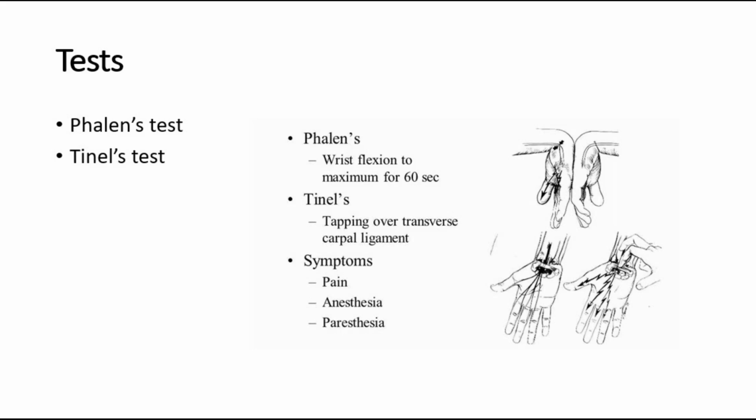So we can recommend doing an X-ray of the affected wrist to exclude other causes of the wrist pain, such as arthritis or even a fracture. However, X-rays are not helpful in making a diagnosis of carpal tunnel syndrome. It only helps to rule out other differential diagnoses.